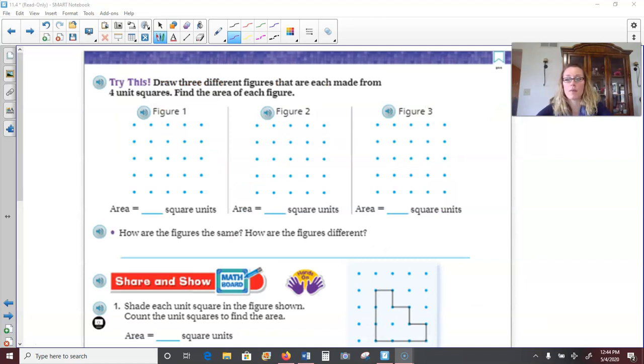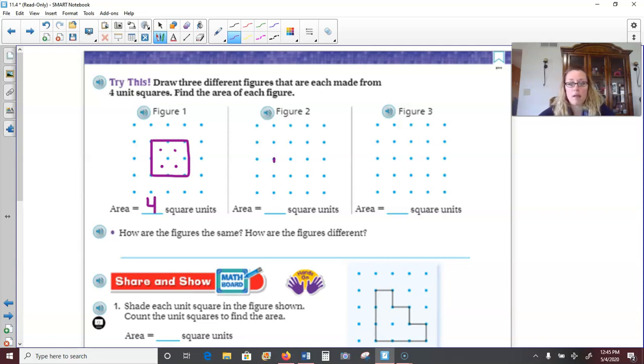Our next page here, they want us to draw 3 different figures that are each made from 4 unit squares and find the area of each figure. So they kind of just told us the answer of the area. If they want us to draw figures that are made from 4 unit squares, then the area is going to be 4 square units. But let's just explore different ways we can draw a shape with 4 square units. I'm going to make a larger square, but inside you can see that it covers a space of 4 square units. So my area is 4.